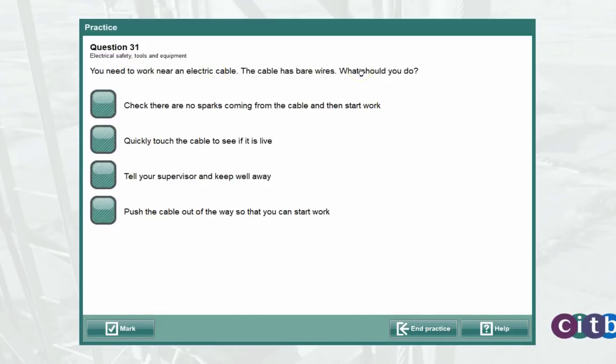You need to work near an electric cable. The cable has bare wires. What should you do? Check there are no sparks coming from the cable and then start work. Quickly touch the cable to see if it's live. Tell your supervisor and keep well away. Push the cable out of the way so that you can start work.